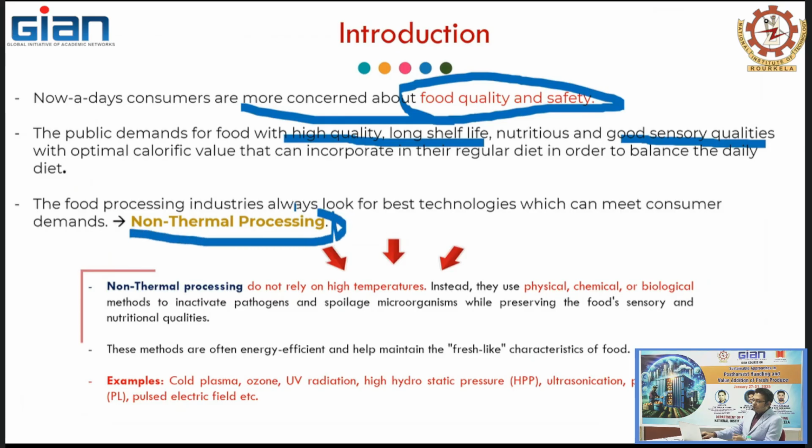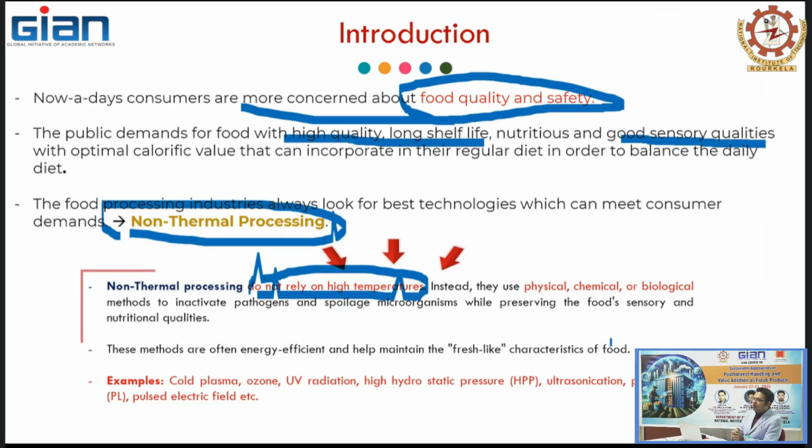So we come to non-thermal processing. One basic difference is that in thermal processing, as we are aware, we rely on heat, high temperature. In non-thermal processing, we are not relying on high temperature. In some processes the temperature may increase, but in all of these processes we can use physical, chemical or biological methods to inactivate pathogens or the spoilage microorganisms responsible for spoilage.